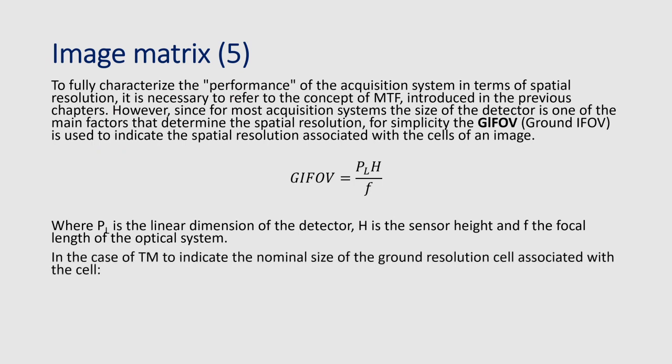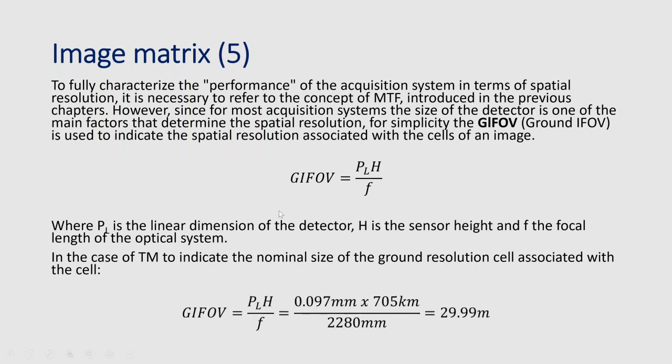In the case of thematic mapper, for example, to indicate the nominal size of the ground resolution cell, we can solve this ratio. TM is the sensor that was mounted on board the Landsat 5 platform. Landsat 6 is missing because they lost the whole platform in space.